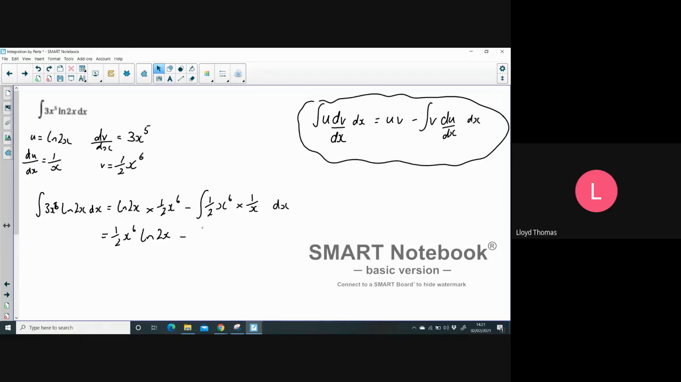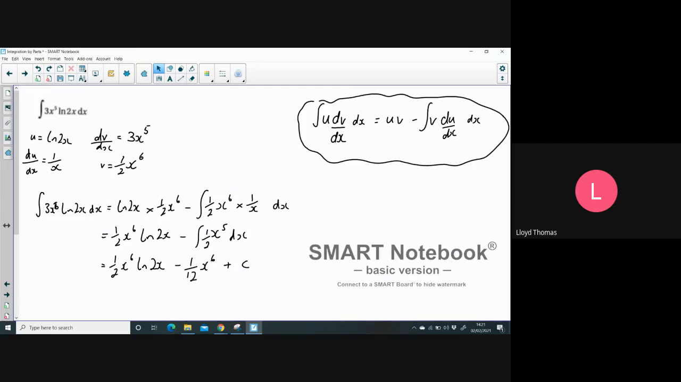Take away the integral of all of this. Now, again, this is the same as x to the power of 6 over 2, so there's an x going to cancel out on the top and the bottom, and we're working out the integral of, well, it ends up being a half x to the power of 5 dx. Half x to the 6 ln of 2x minus, now this, we're going to raise the power to 6, then we're going to divide by 6. So it actually comes out to be 1 over 12 x to the power of 6 plus c.